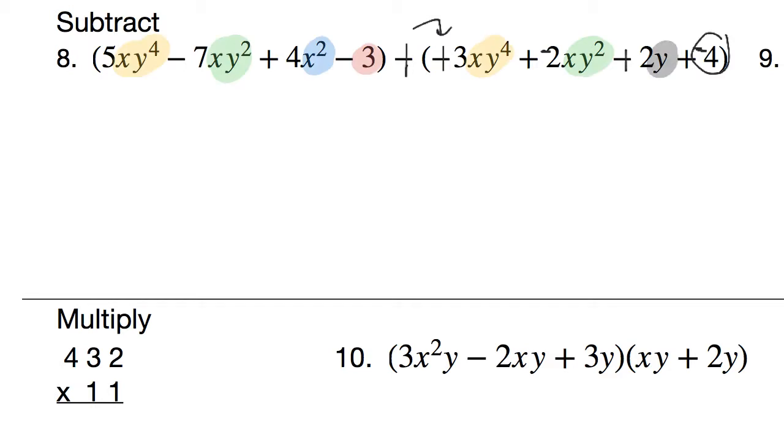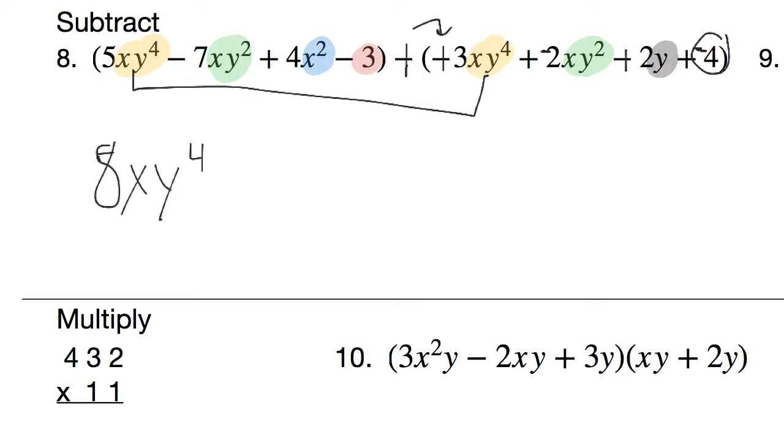Like terms, we can see that we've got a couple of x y to the 4ths. That's 5 plus 3, which is going to be 8x y to the 4ths. And notice again that I made this positive because we were subtracting a negative, so it just turns into a positive. I'm going to combine the xy squareds.